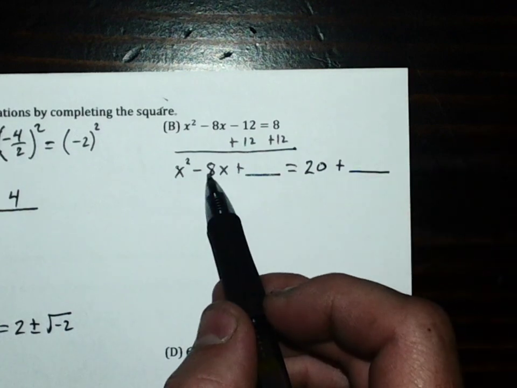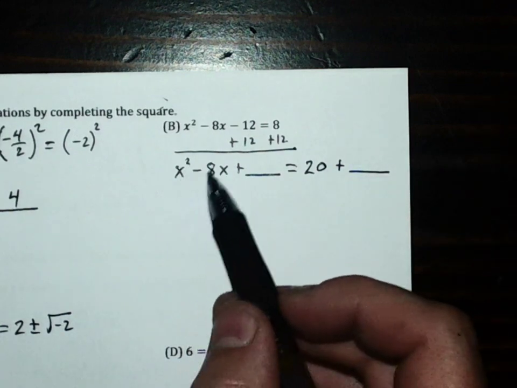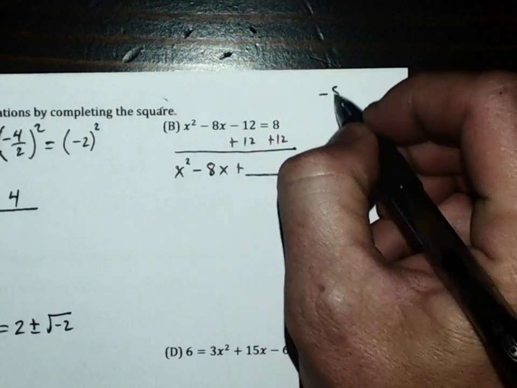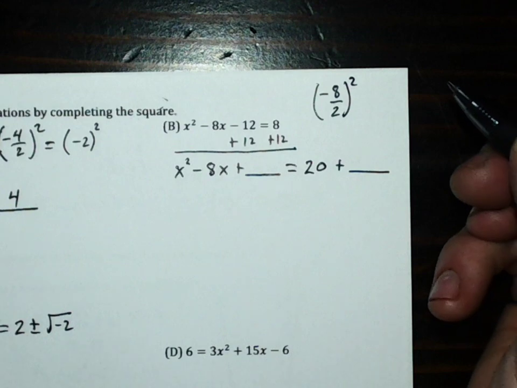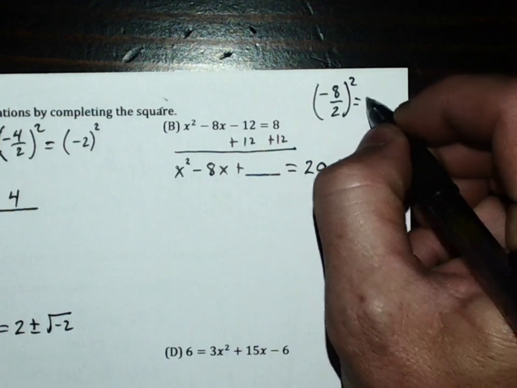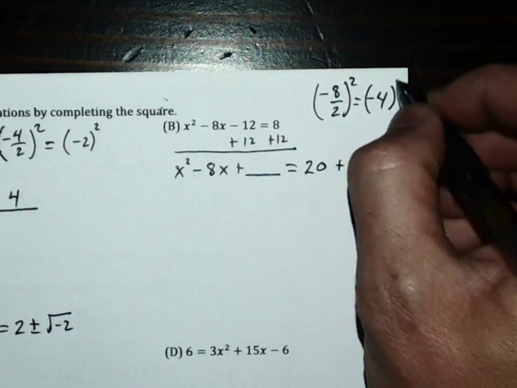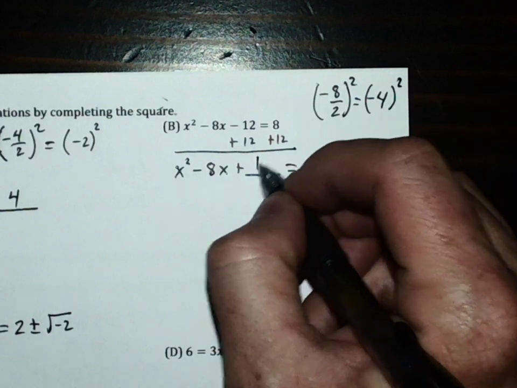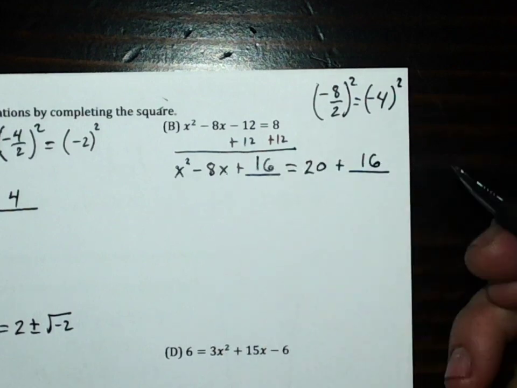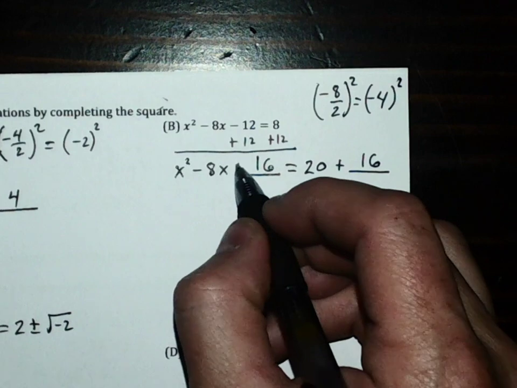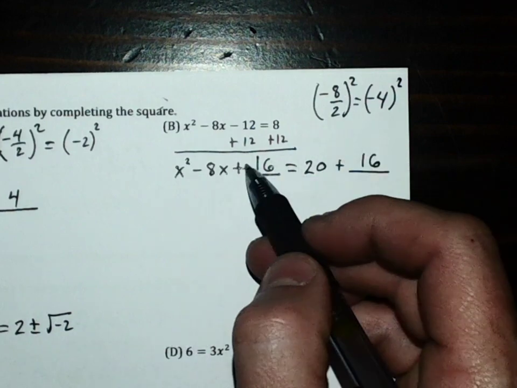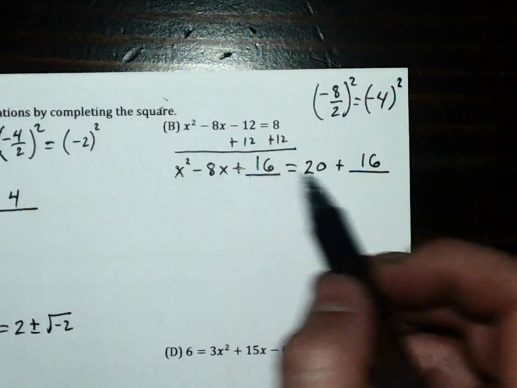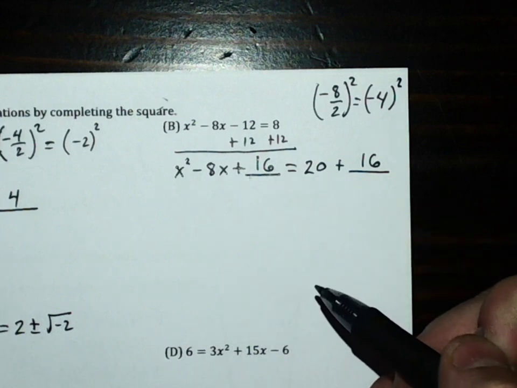Well, we take our b value, which is negative 8. You take negative 8, you divide it by 2, and you square it. Negative 8 divided by 2 is negative 4. But negative 4 squared is positive 16. That's why this is a plus here. This will always be a plus, because when you square a negative, you get a positive. So a positive 16 goes in both the blanks.